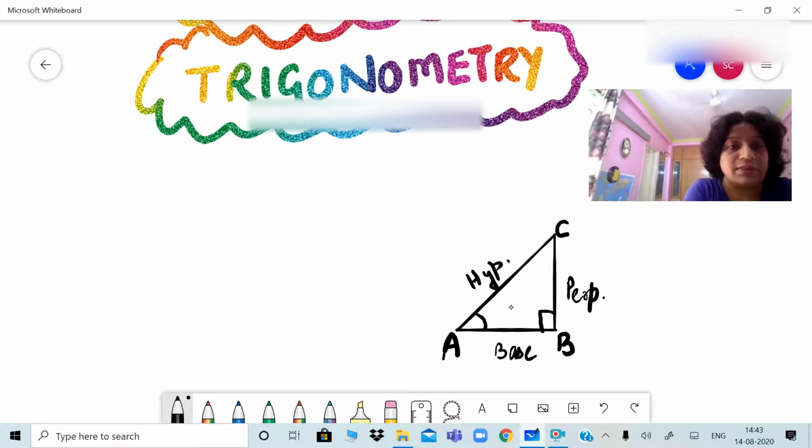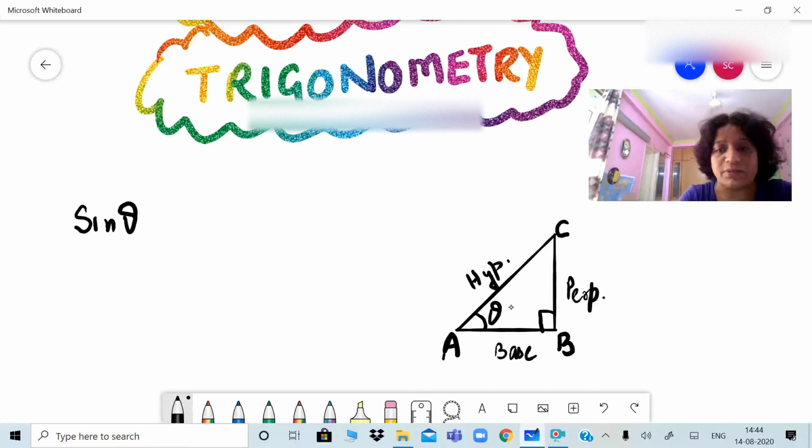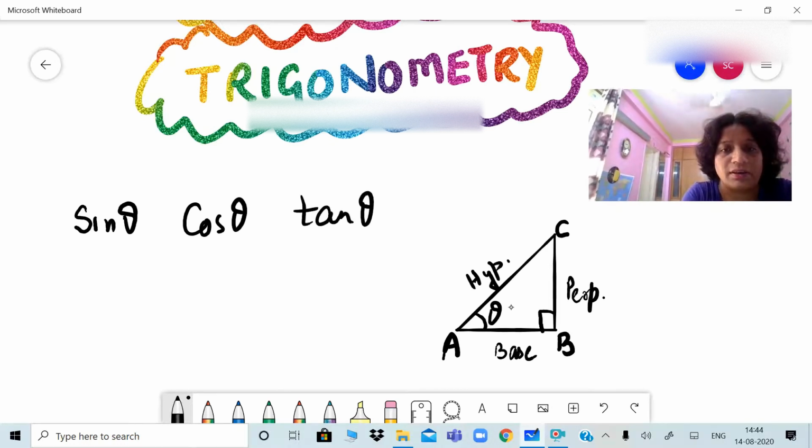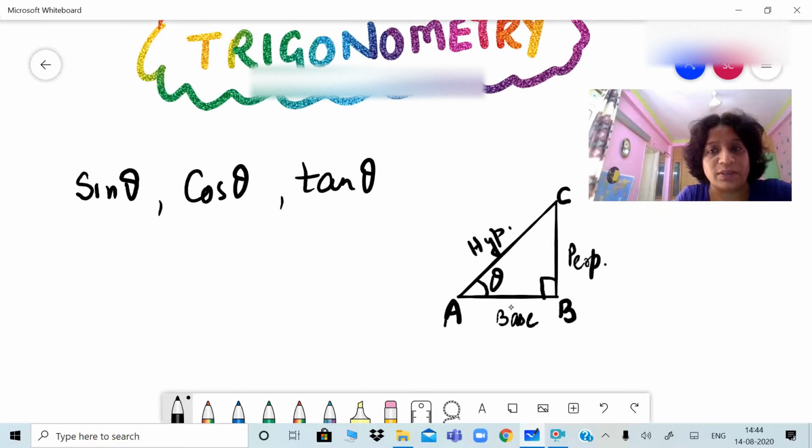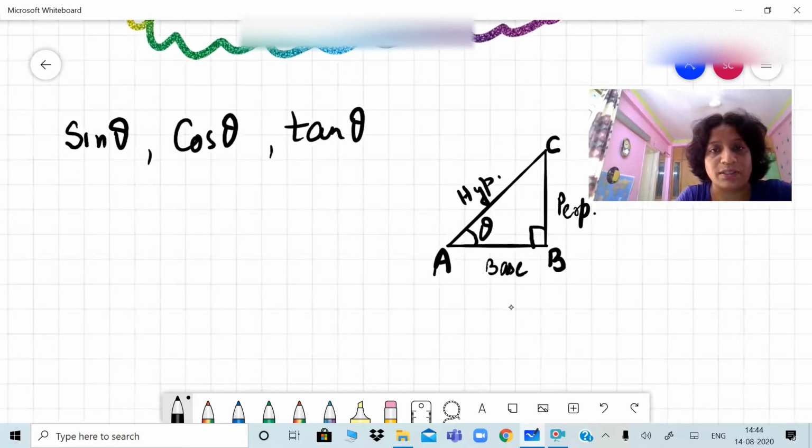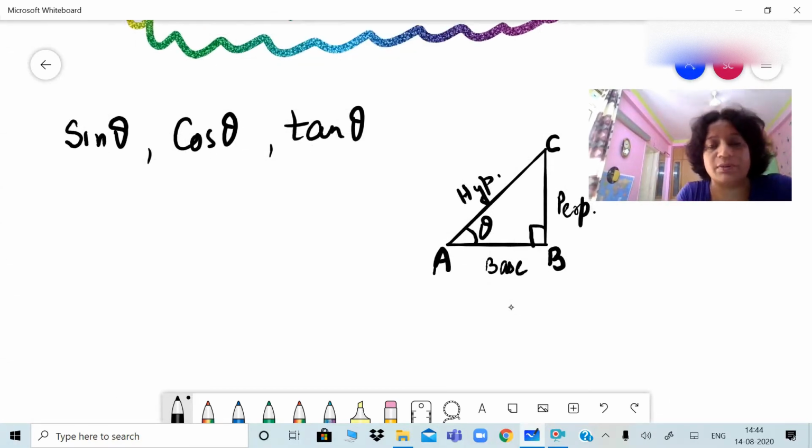Now we have the trigonometric ratios, that is sine of any angle, suppose we take angle A as theta, then cos of the angle, then tan of the angle, and after that the ratios in relation to sine, cos and tan. First of all, let's understand how to find these ratios. We have a very easy trick to remember this.